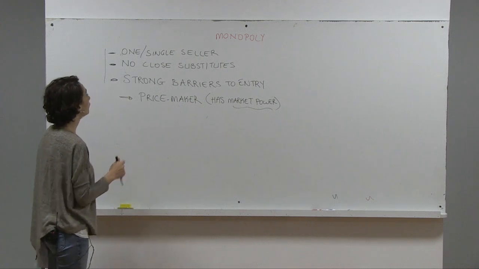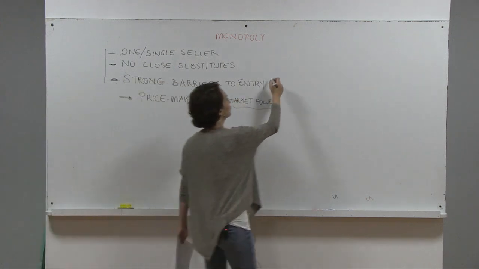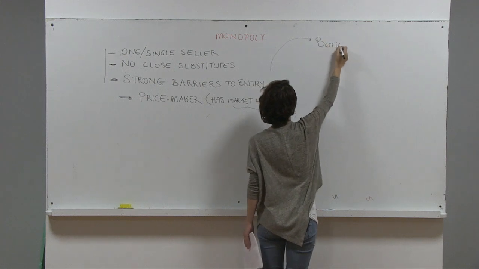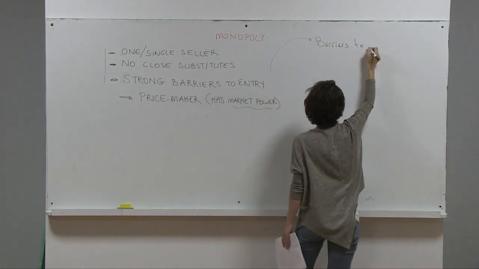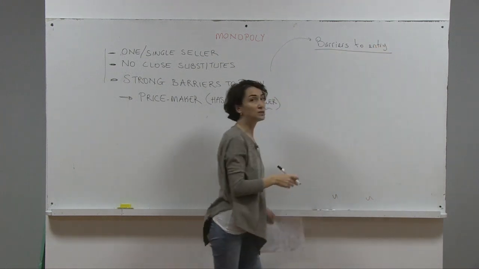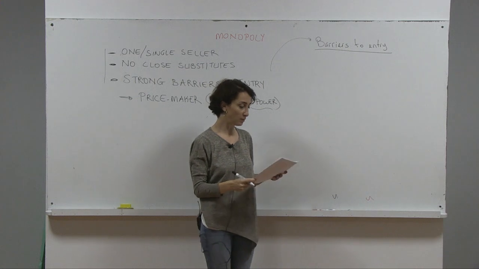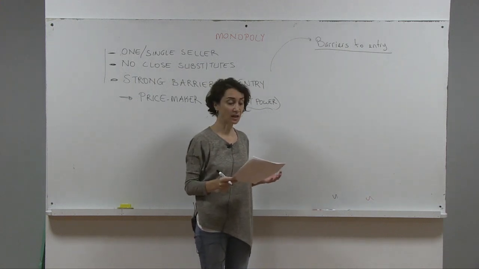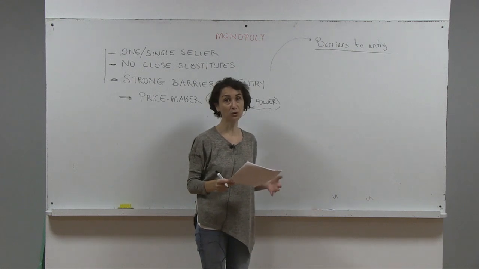Okay, now what are the barriers to entry that we usually see in real life that cause monopolies to emerge? Number one, there can be barriers to entry that are government imposed or legal.